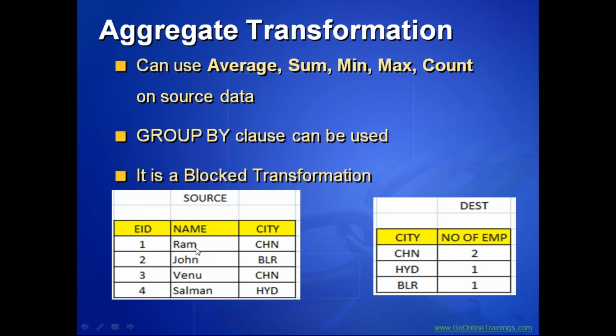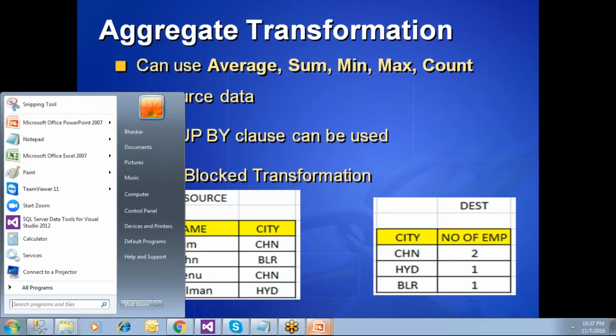For example, I have Ram staying in Chennai, John in Bangalore, Venu in Chennai, Salman in Hyderabad. So I wanted to get how many people are there in Chennai? How many people are there in Hyderabad? How many guys are there in Bangalore? If I wanted to get this kind of aggregations, then definitely I have to group the data based on the city column and I have to get the data. So I had taken one small demo in this.